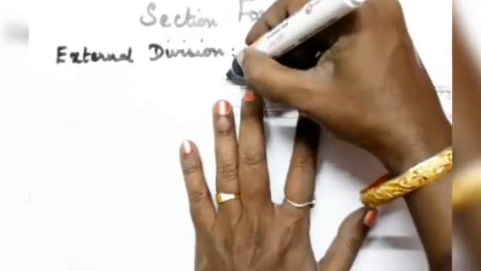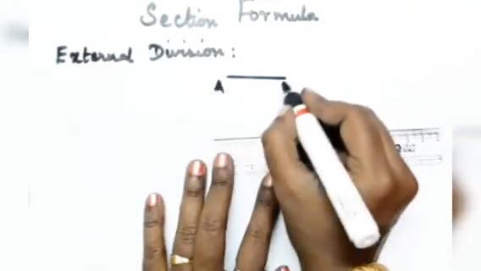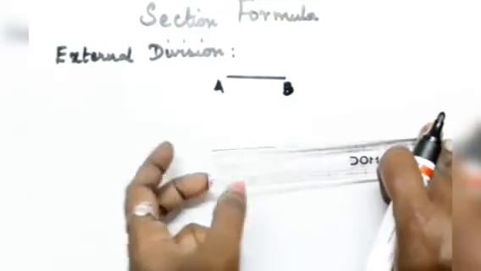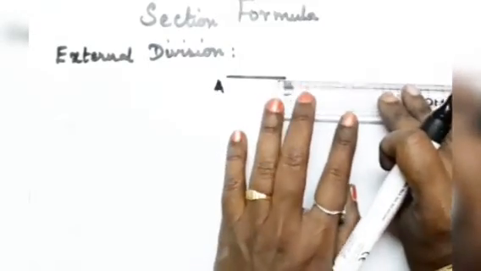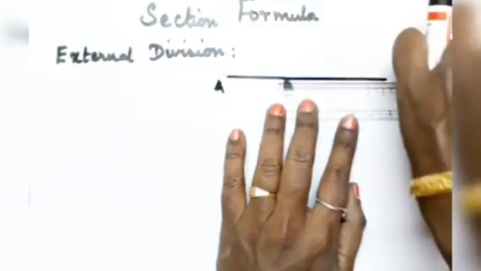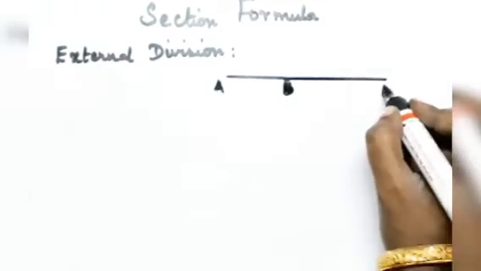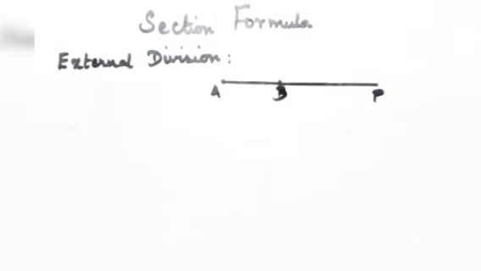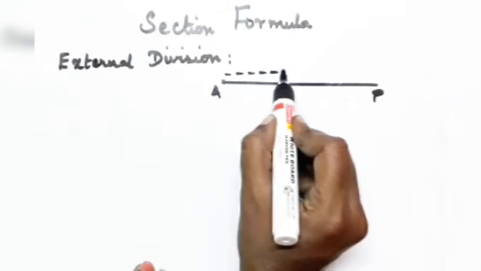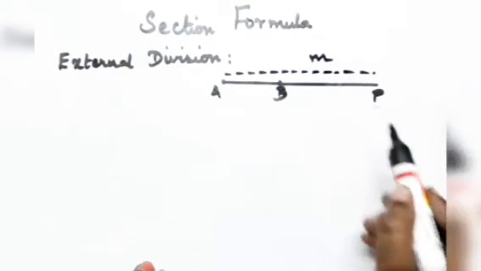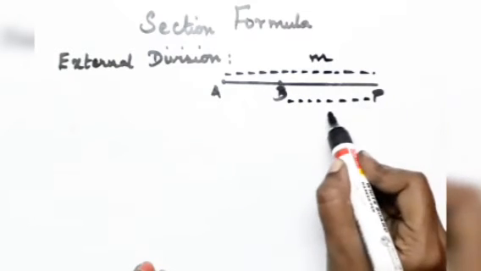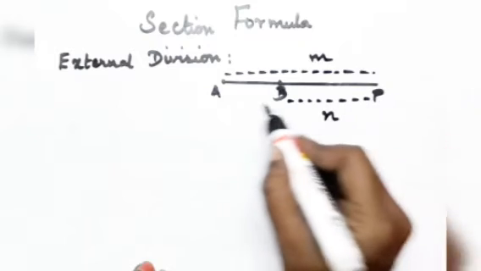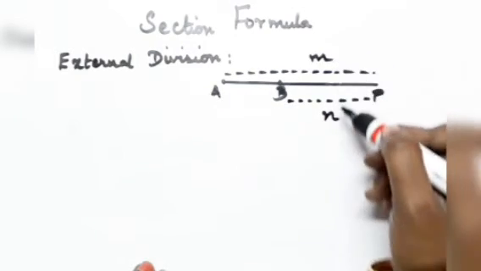Next, external division. Let A and B be two distinct points, and the point P divides AB externally in the ratio m is to n. So this is m and this is n. So the point P divides the line segment AB externally in the ratio m is to n.